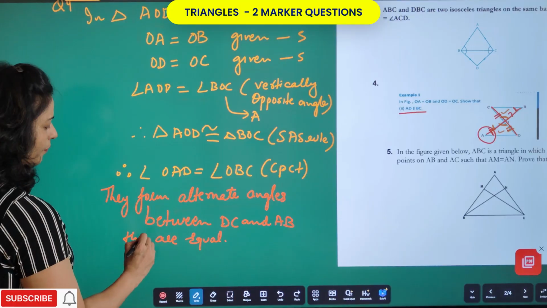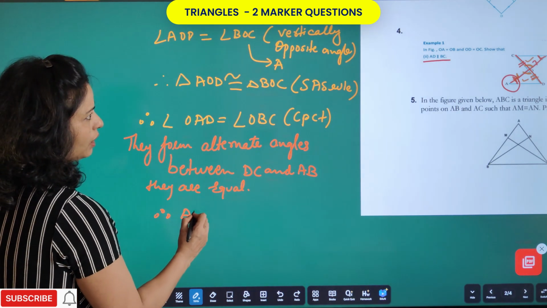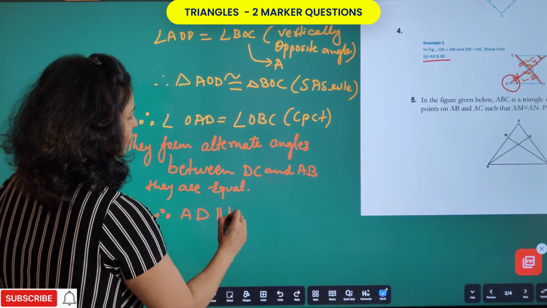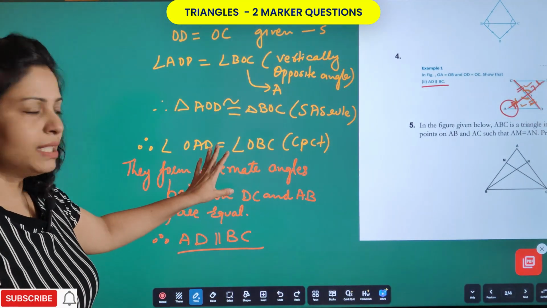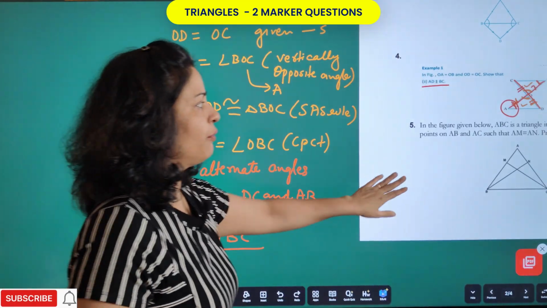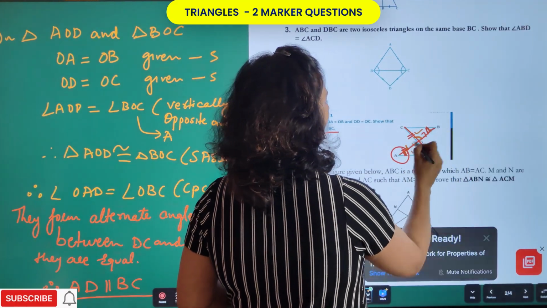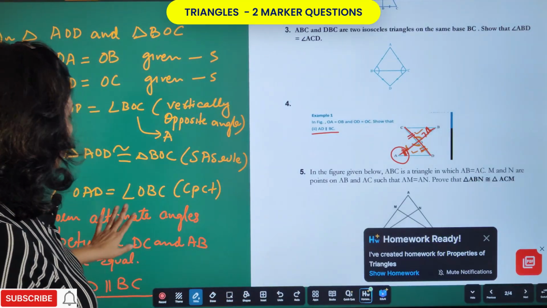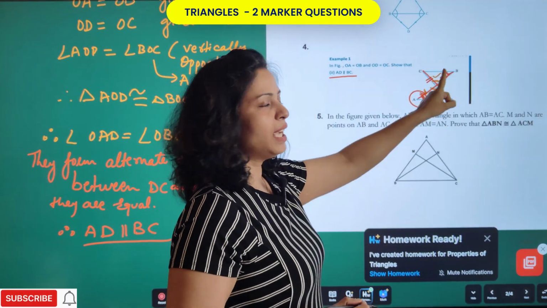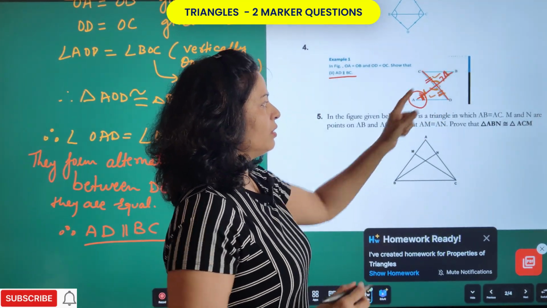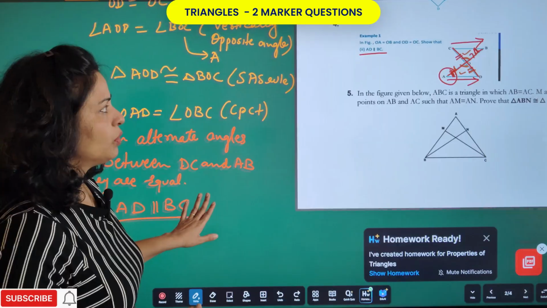So if they are equal, they are forming alternate angles, so we can say therefore AD is parallel to BC. Okay, so this way if we got the angles equal by CPCT, they are forming alternate angles. They form alternate angles here, this angle and this angle, between these two lines AB and CD. So we can say that AD is parallel to BC, because if we got alternate angles equal, then the two lines AD and BC will be parallel. Okay, so this is how this question is solved.